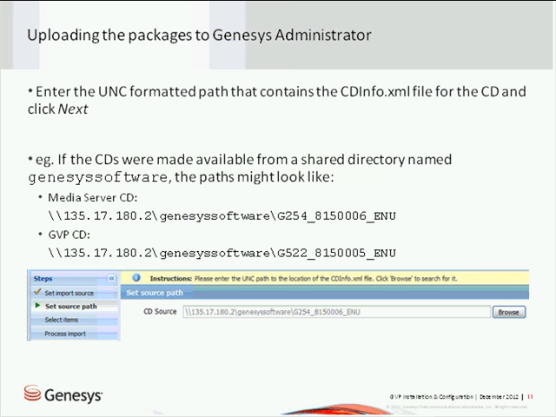You do have to enter a UNC formatted path, so you can't use file references. Typically, I will copy the software over to the Genesis Administrator server and then share the folder that they're stored in. In this case, this is my framework system. I'm sharing the Genesis software directory, and then the 2 CDs are under these 2 paths. Once we fill this in, we click Next.